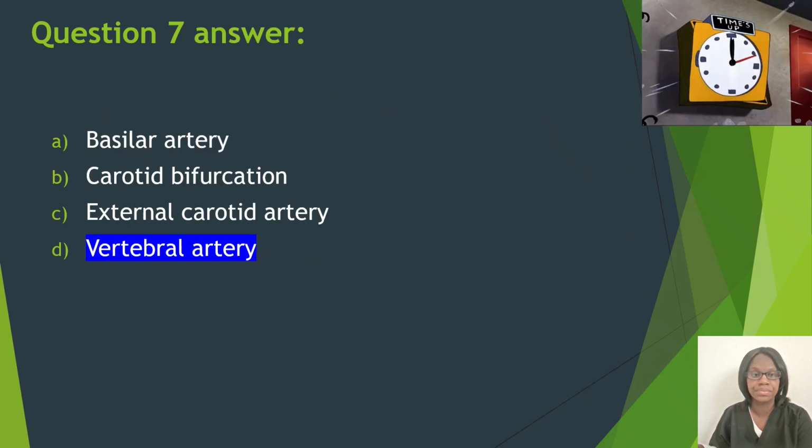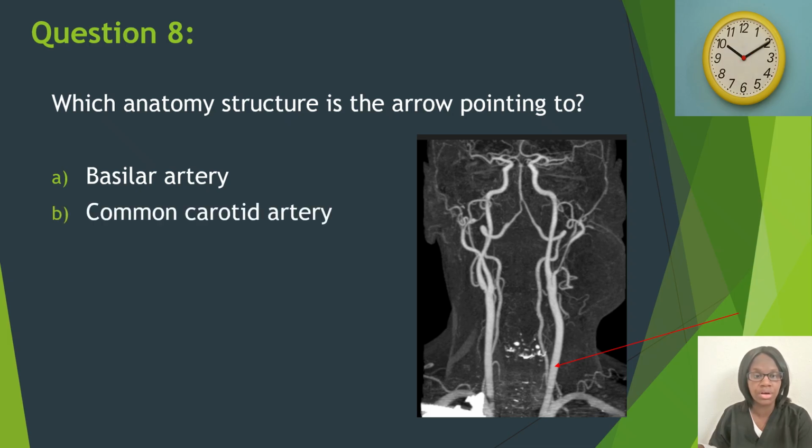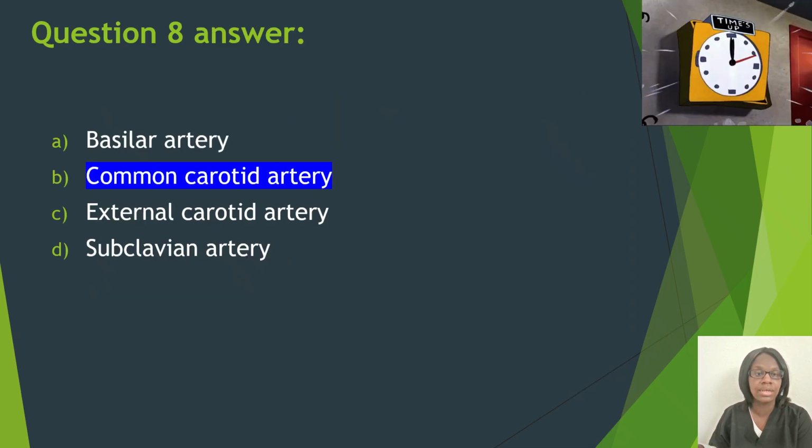Vertebral artery. Question 8. Which anatomy structure is the arrow pointing to? A. Basilar artery. B. Common carotid artery. C. External carotid artery. D. Subclavian artery. All right, the correct answer is B.